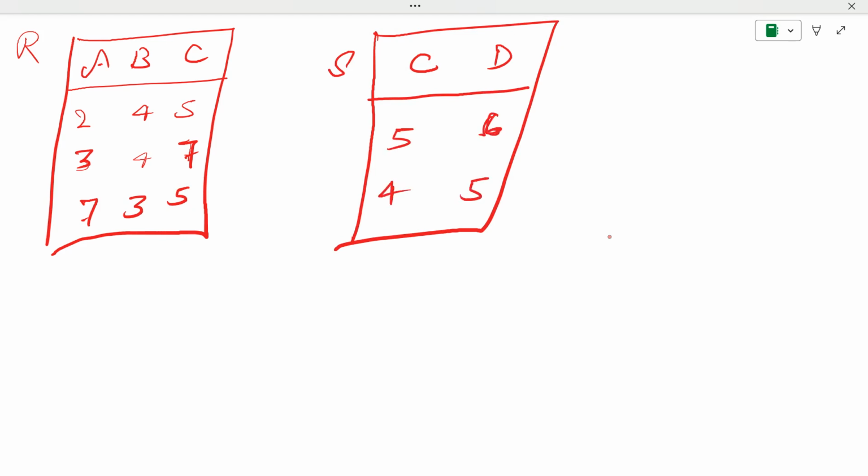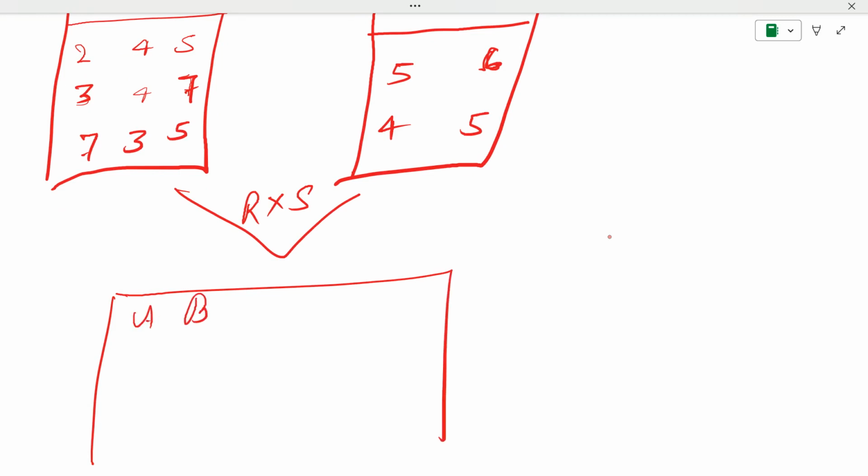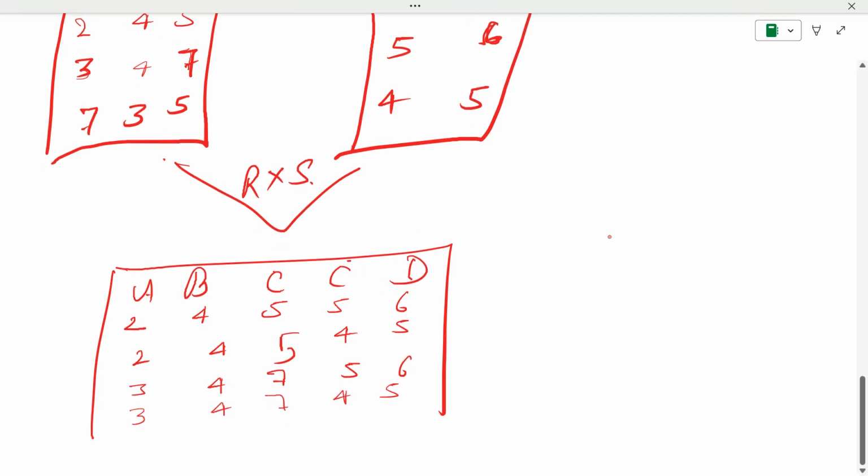So first we are doing the cross product of R and S. That will give A, B, C, C, D. Since the first C corresponds to R and the second C corresponds to S, it will be something like 2, 4, 5, 5, 6, 2, 4, 5, 4, 5, then 3, 4, 7, 5, 6, 3, 4, 7, 4, 5, and correspondingly 7, 3, 5, 5, 6, and then 7, 3, 5, 4, 5.